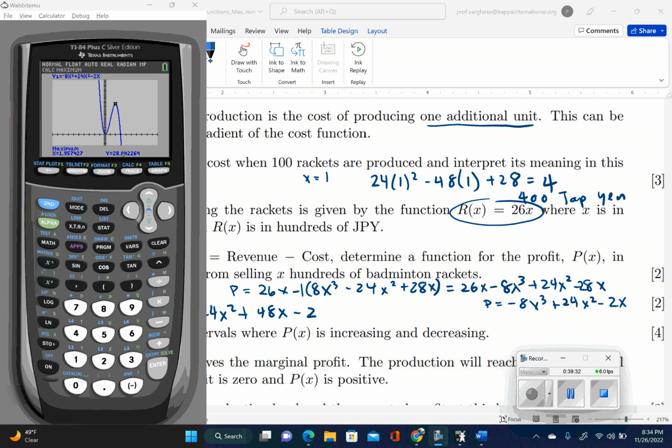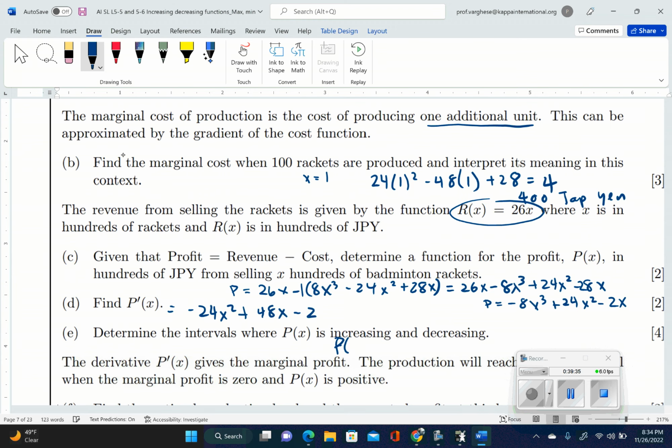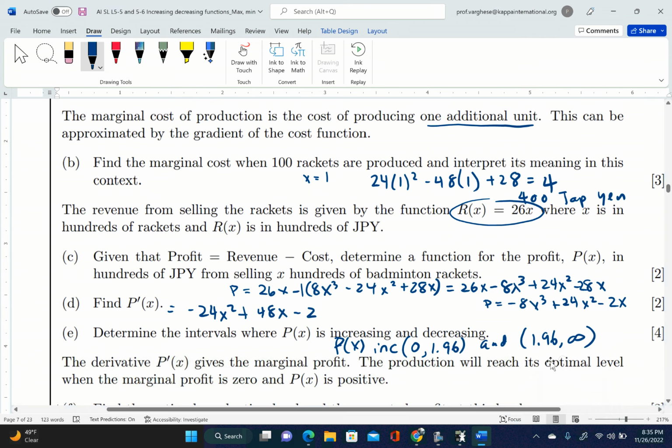So we can now answer this question. p of x is going to be increasing from 0 to 1.96, that point of maximum, and it's going to be decreasing. Remember, we're not using any negative numbers. It's going to be decreasing from 1.96 until infinity, right? That is where it's increasing and decreasing.